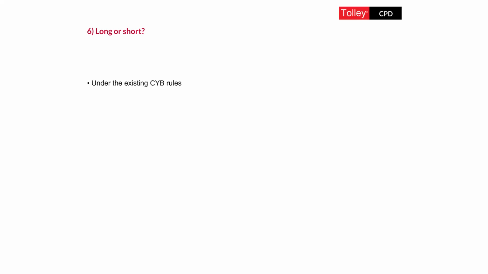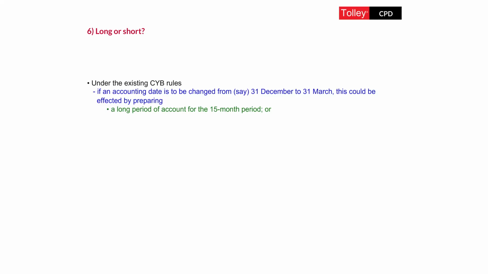Under the existing current year basis rules, supposing you currently have a 31st of December year end, if you change your accounting date from, say, the 31st December to the 31st of March, you'll have two ways of doing it. You could either do a long period of account for the 15-month period, or you could prepare two separate sets of accounts, one for the normal year end to the 31st of December, and then a separate short accounting period for the 3 months to the 31st of March.